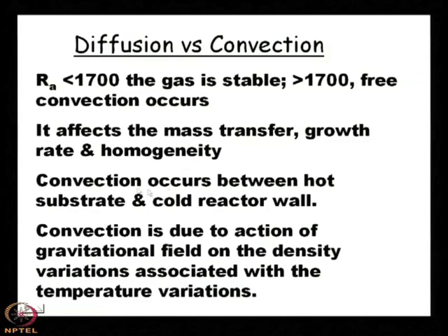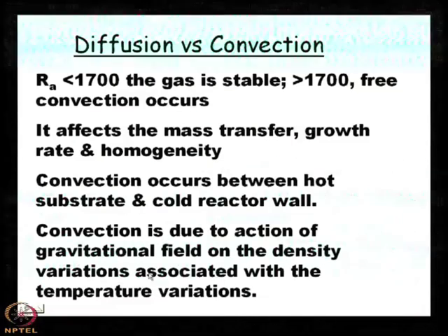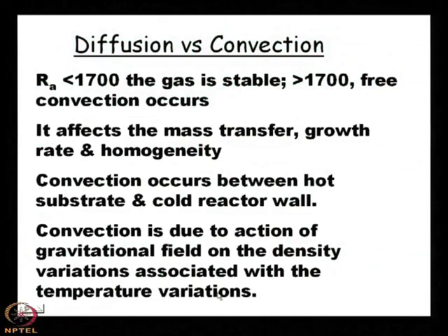Now, convection, the origin of convection that we have discussed, it occurs between the hot substrate and cold reactor wall. Only then there will be convection, if there is a temperature gradient in the gas flow. Convection is due to action of the gravitational field on the density variations associated with the temperature variation. That is the textbook thing that you all know, that since there will be a variation of temperature, the density will be different. In some places it will be rarer, in some places denser, and when the gravitational force is there, it will move like a convection.